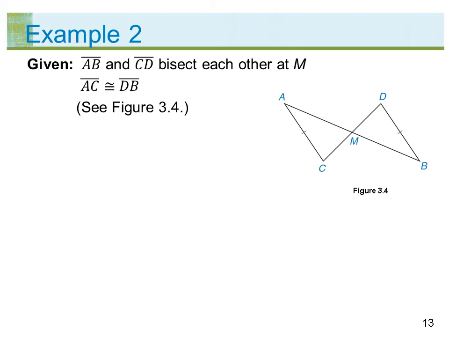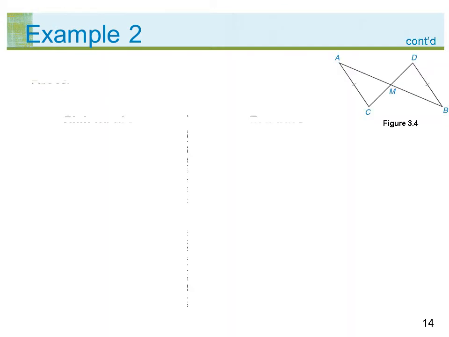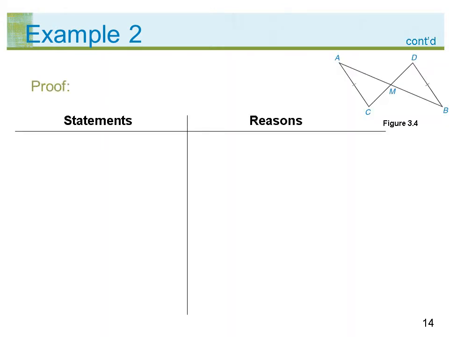Given line segment AB and line segment CD bisect each other at point M. Line segment AC is congruent to line segment DB. See Figure 3.4. Prove triangle AMC is congruent to triangle BMD. Proof. Statements. Reasons. Statement 1. Line segment AB and line segment CD bisect each other at point M.